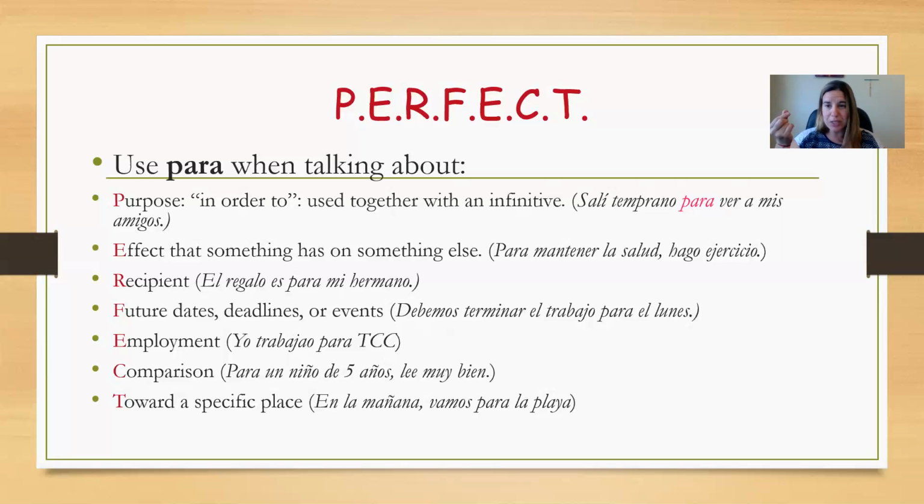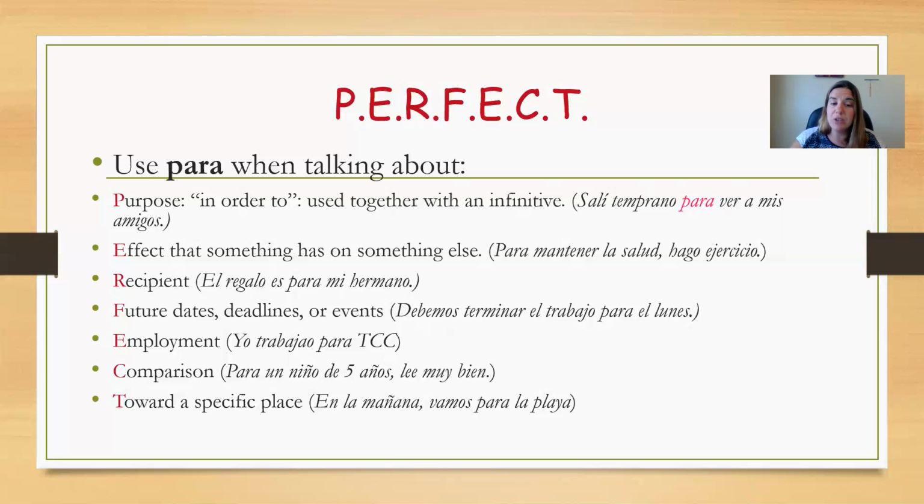This one's kind of tricky because in English, we don't really use for like that. We wouldn't say, we need to have this done for Monday. We would probably say, we need to have this done by Monday. So I feel like this one's a little trickier because we don't have that English equivalent. But just think, in order to have something done for a future date, it needs to be done by, use para. Employment. Yo trabajo para TCC. ¿Para quién trabajas tú?